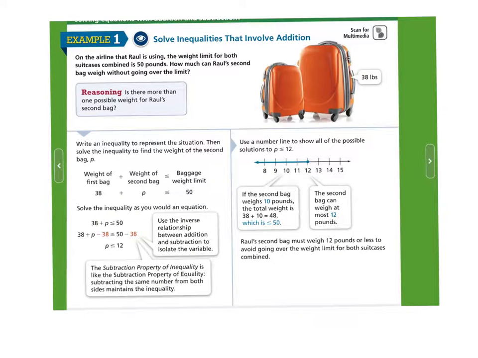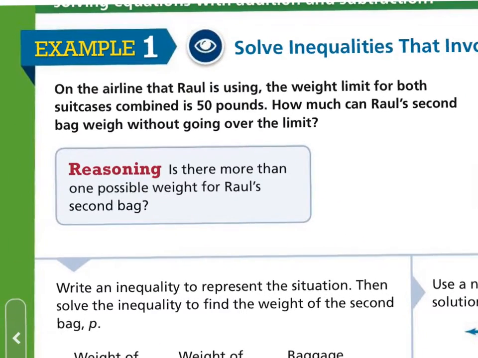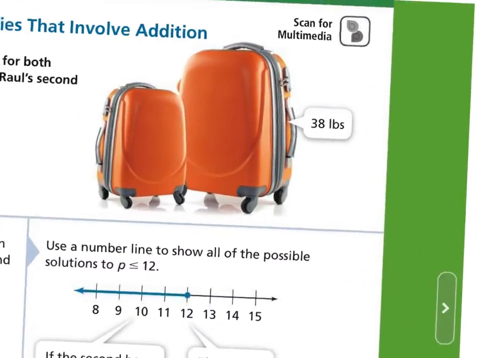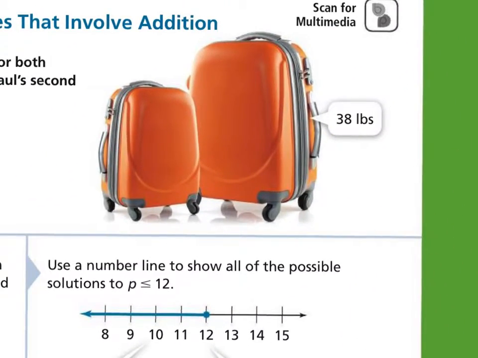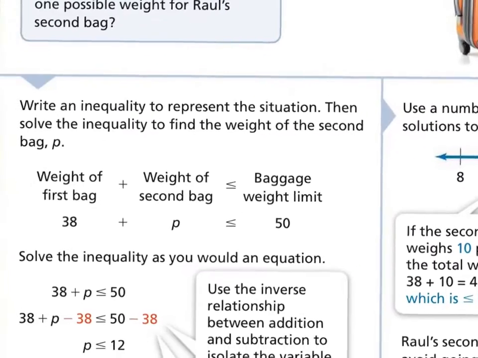So look at example 1. On the airline, Raul is told the weight limit for both suitcases combined is 50 pounds. How much can Raul's second bag weigh without going over the limit? You can see from the picture, the first bag is 38 pounds. Obviously, we could figure this out without writing an inequality. Sometimes they're going to specify write and solve an inequality. So to get practice doing that, let's do that.